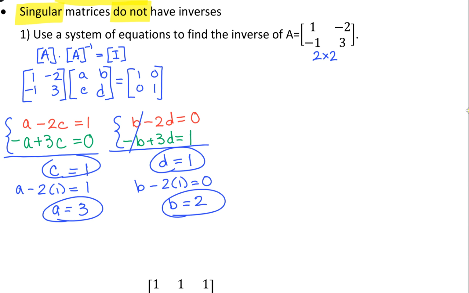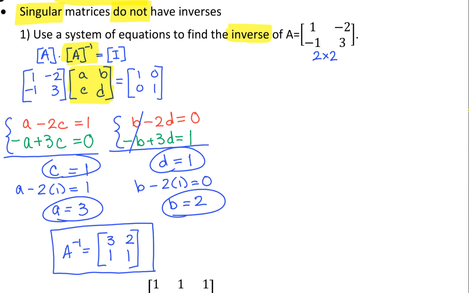If I go back to what I'm actually finding, I'm trying to find the inverse. I defined my inverse as this matrix A, B, C, D. Taking my variables, the inverse is A, which is 3, B, 2, C, 1, D, 1. And there's my answer. So if I'm trying to find a 2 by 2 inverse, I'm going to have two systems of equations, each with 2 variables, and you've found an inverse.